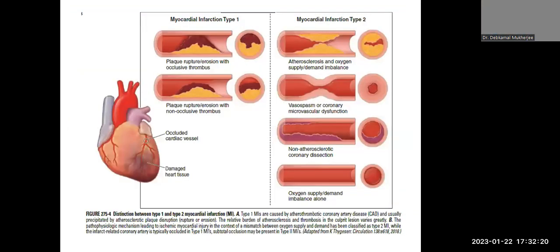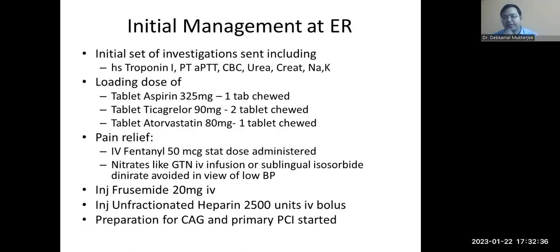So this, as sir has already said, in type 2, there may be an oxygen demand supply mismatch due to various reasons like vasospasm or a coronary dissection or a simple oxygen supply demand mismatch. So coming back to our case, this patient was being managed at the ER.